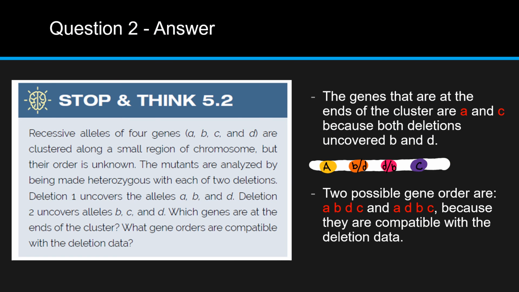So the answer: based on this information, the genes that are at the end of the cluster are A and C, because both deletions uncover B and D. And the two possible gene orders could be A, B, D, and C, and A, D, B, and C, because they are compatible with the deletion data. Again, the more mutations and the more strains that we can test, the more information we have to confirm that. But so far with that information, this is the best answer, the most parsimonious answer that we can get. And if you have any doubt, just let me know.